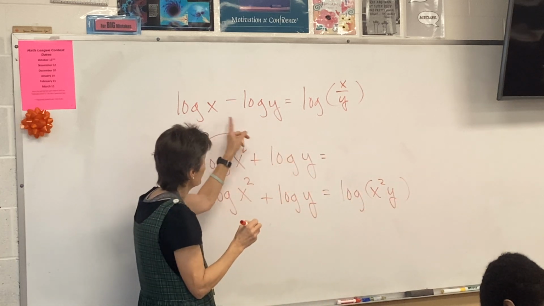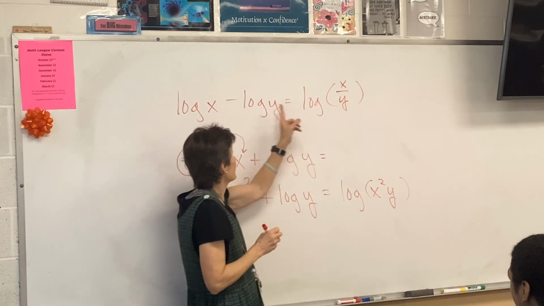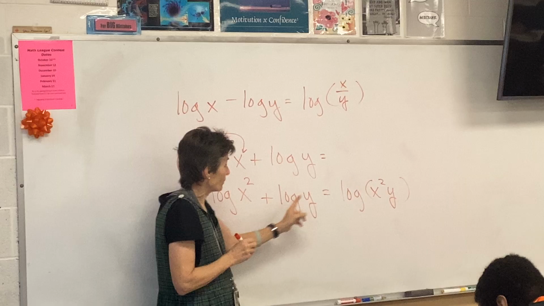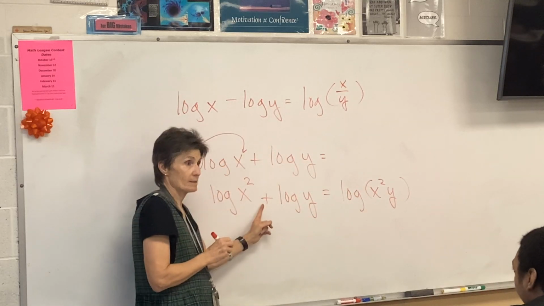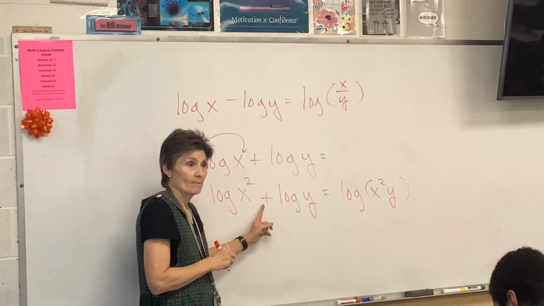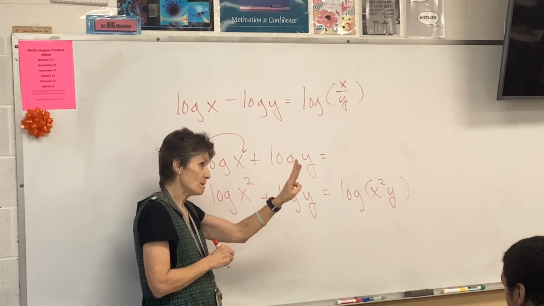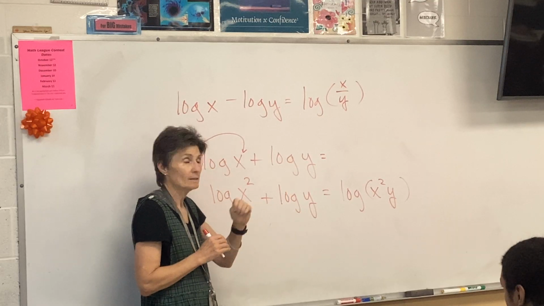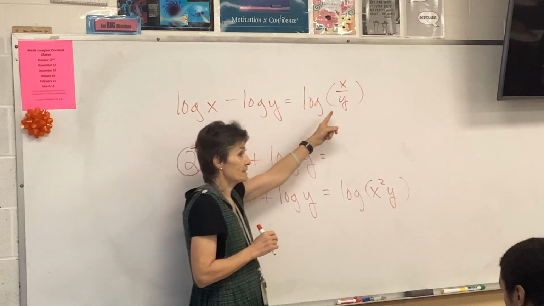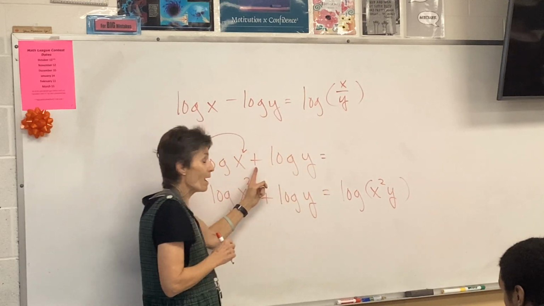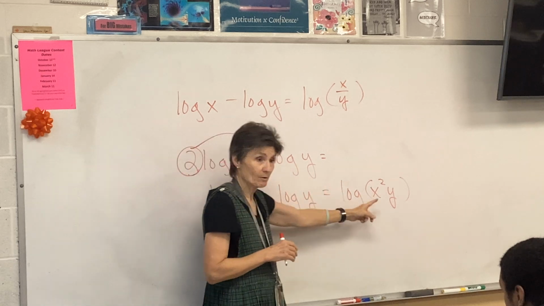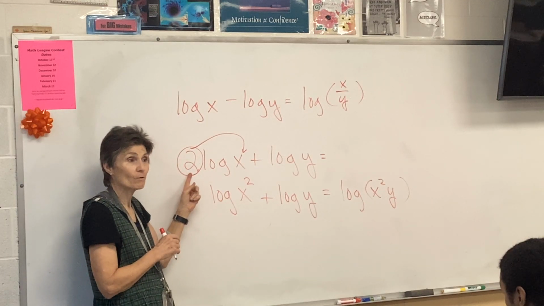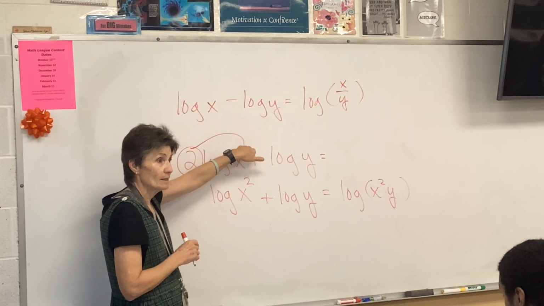So why did this one go together as a division? Because that is a subtraction, and that's what we do. Why did this one go together as a multiplication? Because that's what we do with adds. There are three main properties of logarithms, and we just did all three. If you have a subtraction, put it together as a division. If you have an addition, put it together as a multiplication. And if you have a coefficient out in front, make it an exponent.